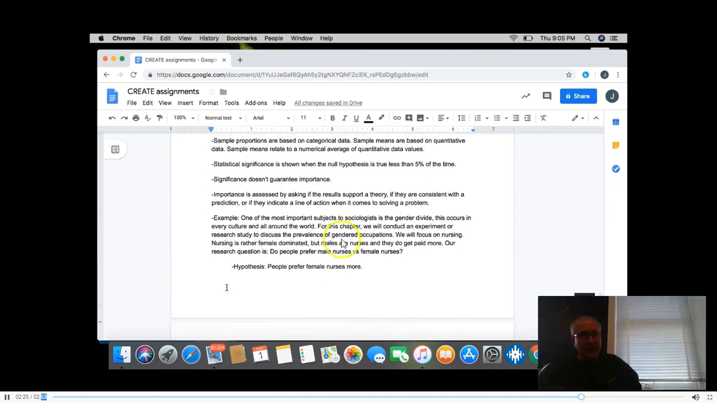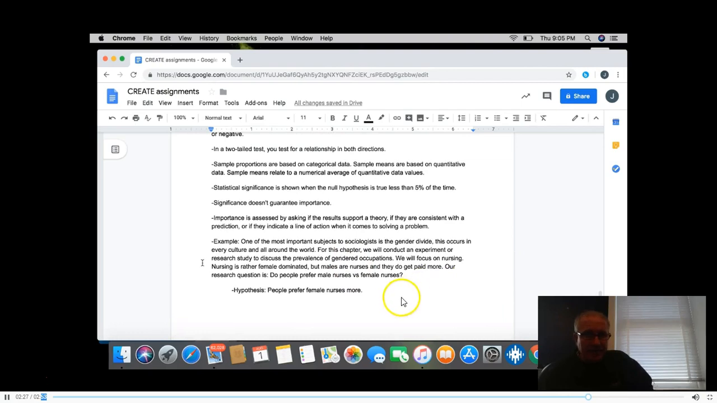I think the results will have something to do with importance because it could be consistent with the prediction. A lot of people think female nurses are better, I guess you could say.